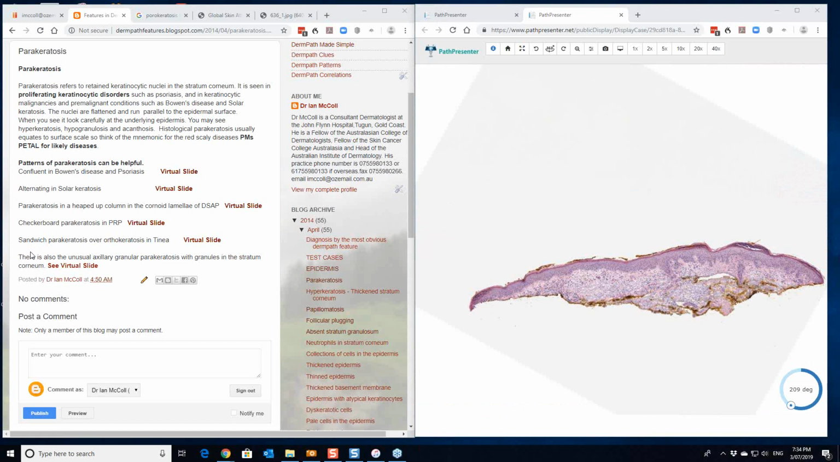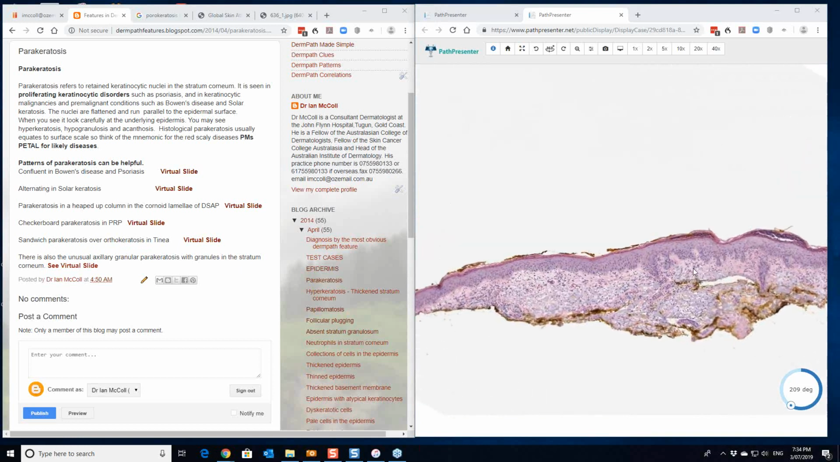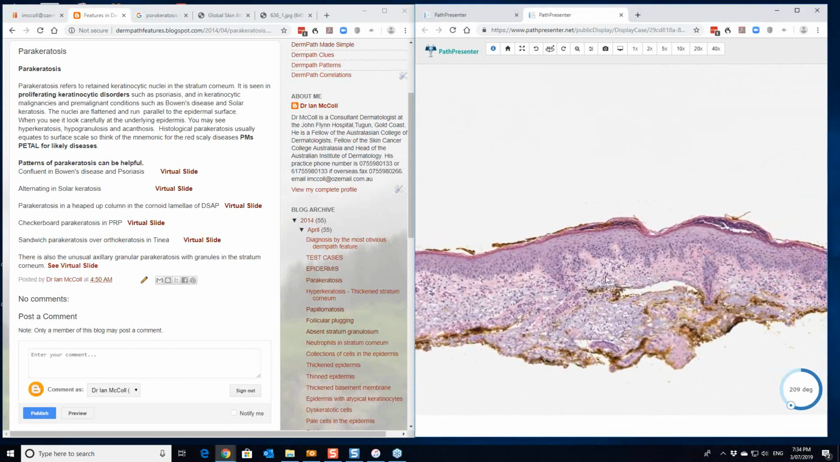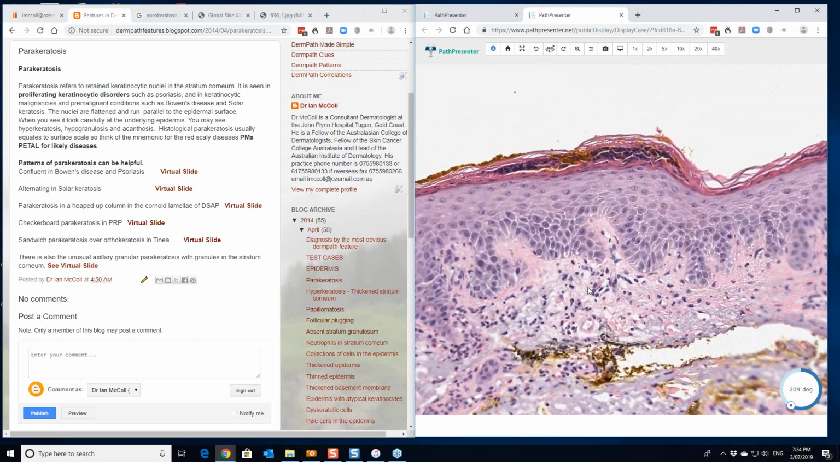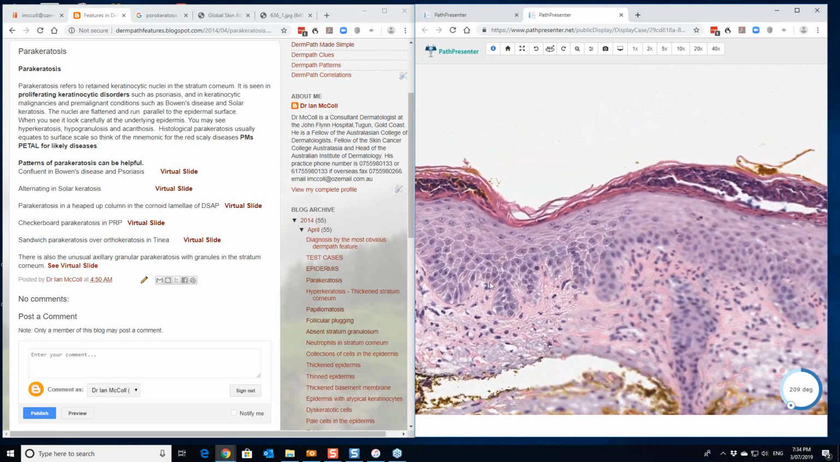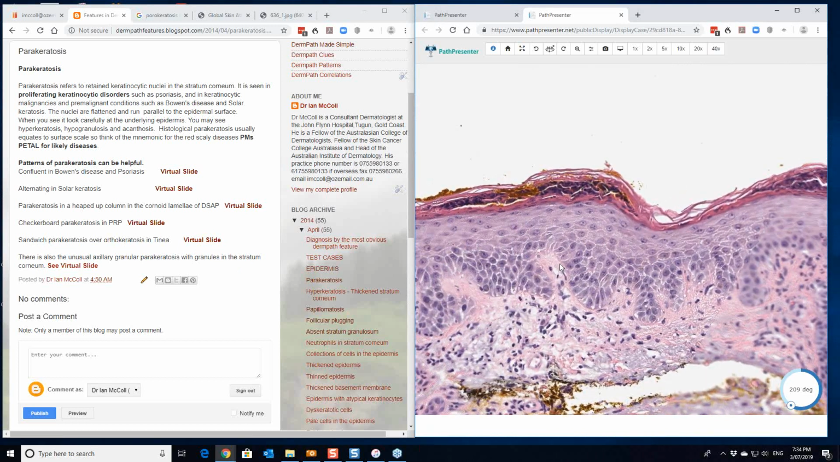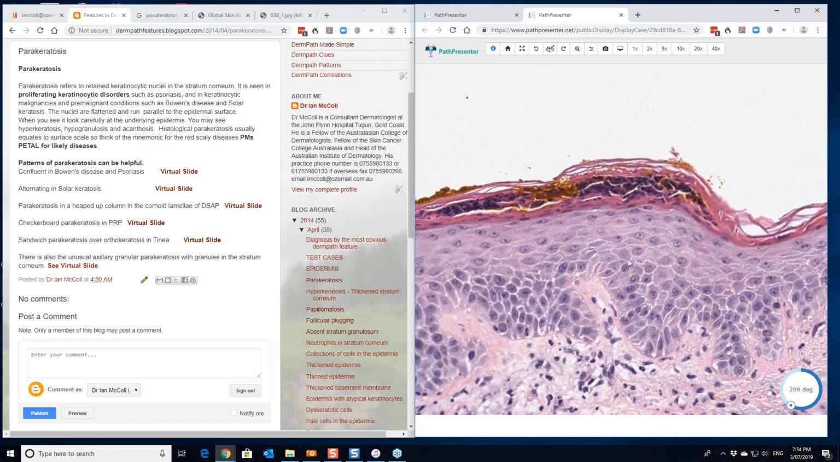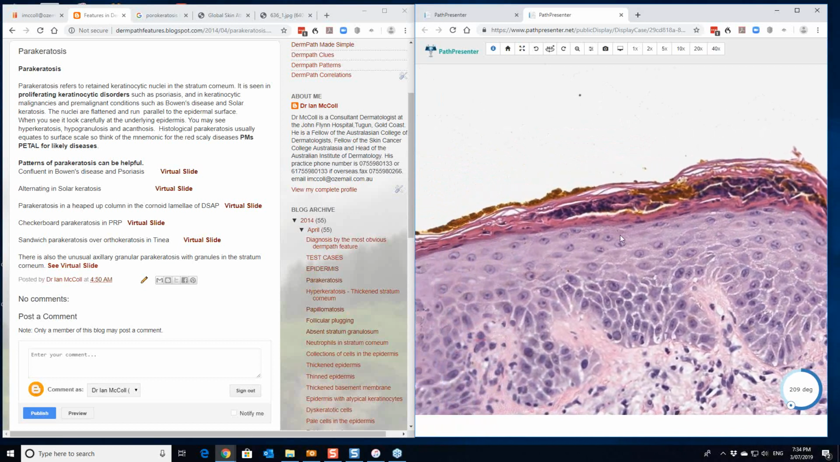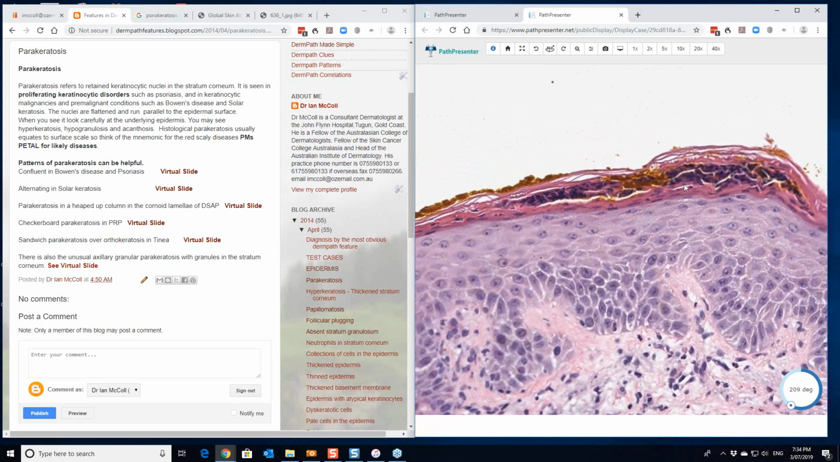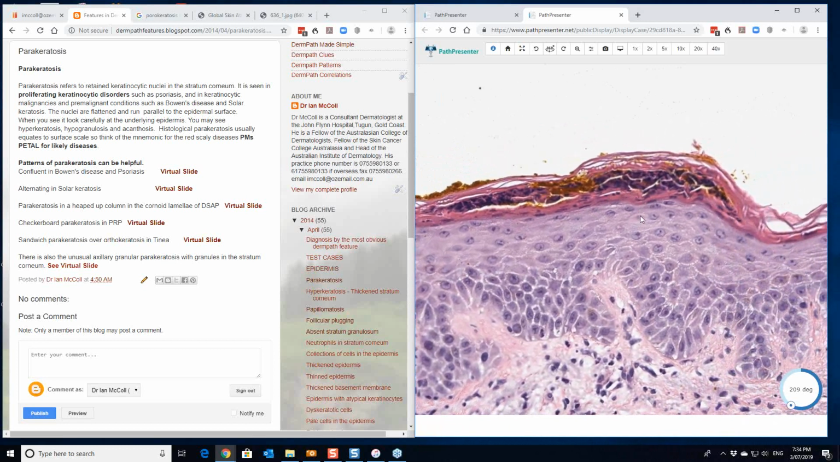The next pattern is the sandwich pattern. What do we mean by sandwich? Parakeratosis over orthokeratosis and tinea. Let's have a little look at this slide here. And we'll obviously go into this area here. And I think this is what they mean by the sandwich sign. There's parakeratosis, there's orthokeratosis, and some other material in between. That's the sandwich sign.